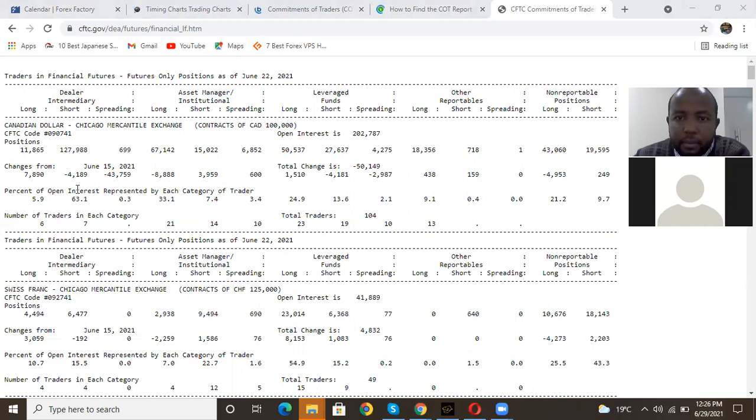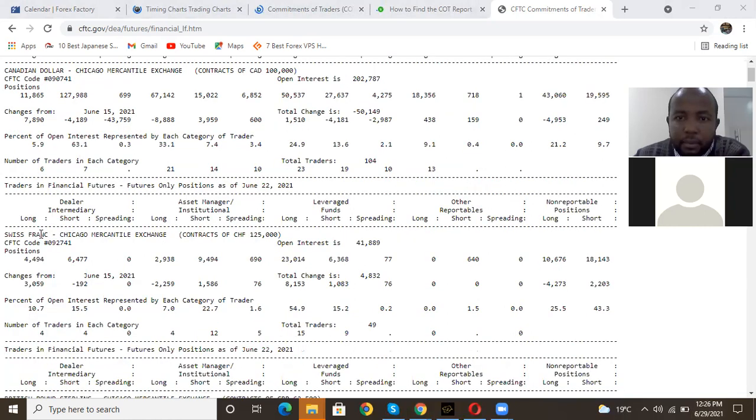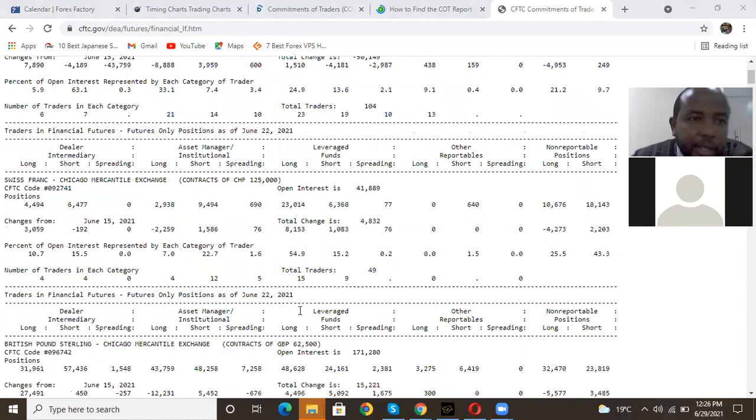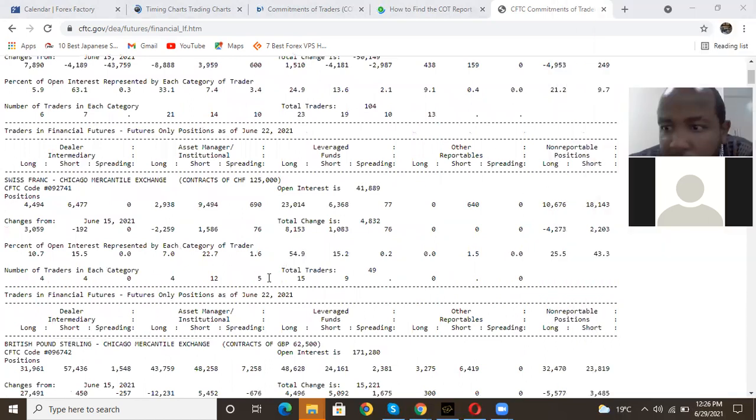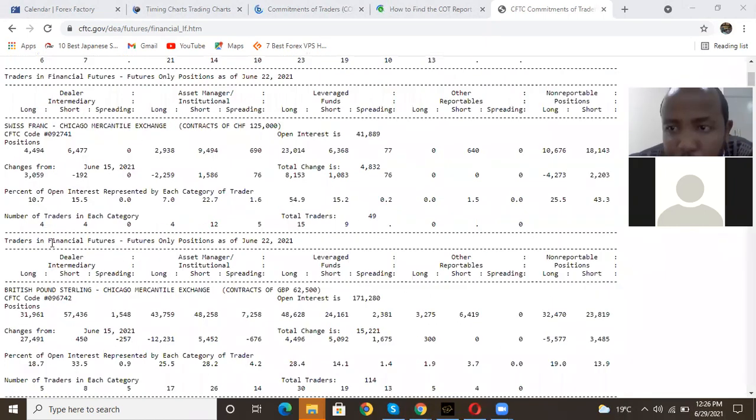This is the Canadian dollar. This is the Swiss franc. For the Swiss franc, what you do is look at the dealer, and look at how many positions are long. That was by Tuesday, so one week ago, these were the positions these guys were holding. In the next 2 minutes, let me show you. Now all you need is the British pound sterling.